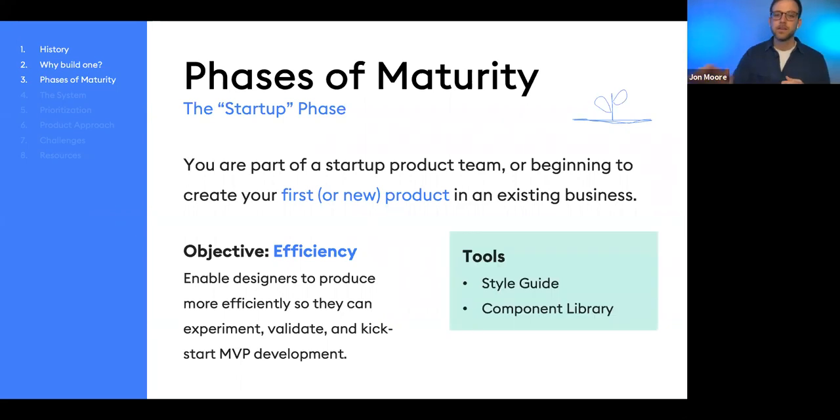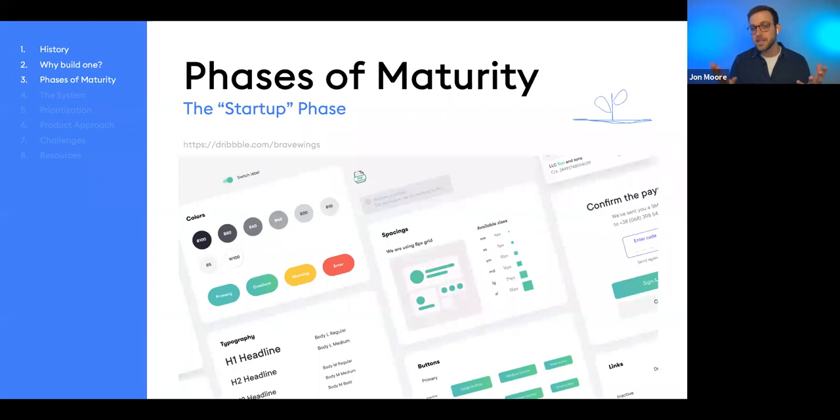Some of the tools that you might consider in this phase of your design system are very simply a style guide and a component library. You just want to be more efficient so that you can start building up your product in a consistent and efficient way so that you can ultimately experiment more, validate, and really get that MVP into market and into the hands of your customers to start getting that feedback. It may look like something like this. If you are a design team of one or two, if you centralize your colors and your typography, that's going to get you a long, long way.